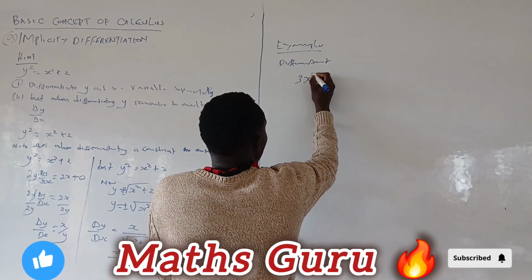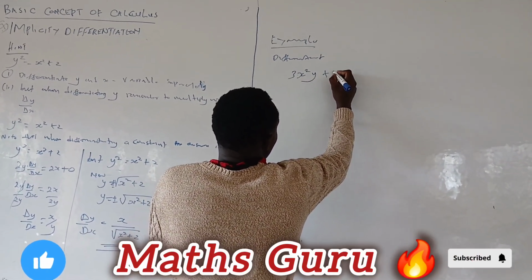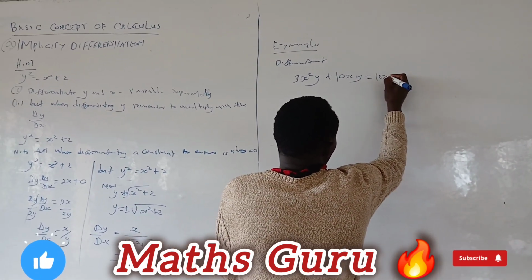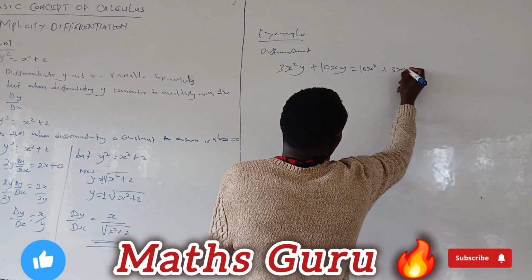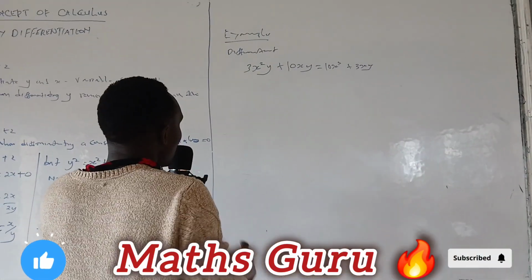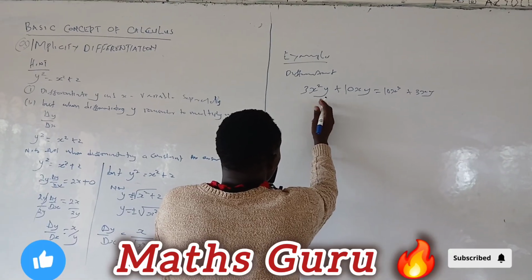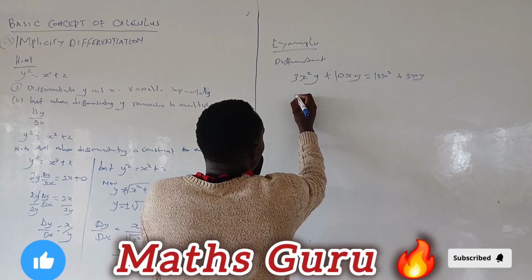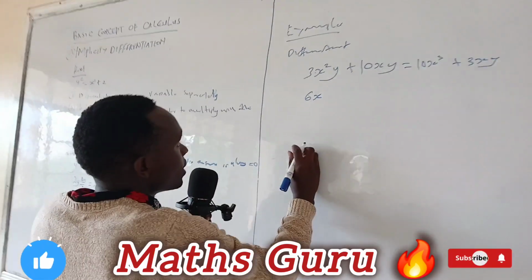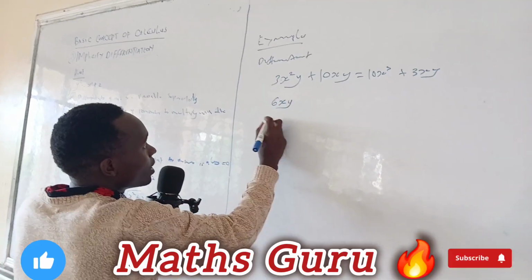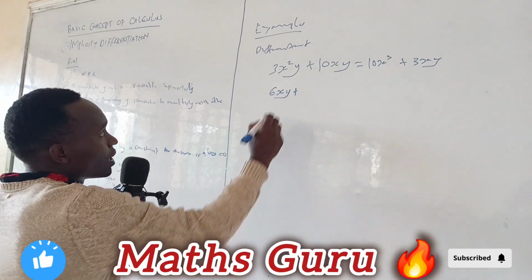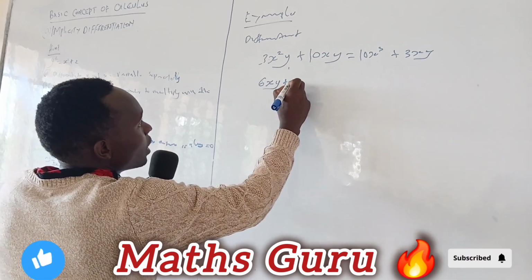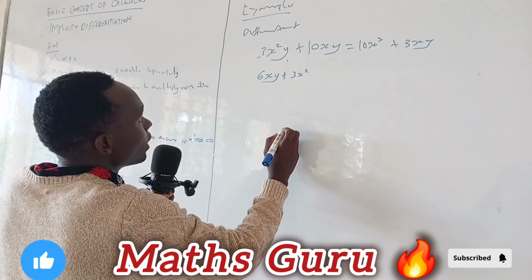You can be asked also, let me say example 2. Differentiate 3x squared y plus 10xy is equal to 10x cubed plus 3xy. So remember, differentiate x and y separately. For this case, when I'm differentiating x, it will be 6x, then multiply by y. So 6xy now plus, I'm differentiating y. When I differentiate y, I get 1, multiplied by 3x squared. So I get 3x squared.